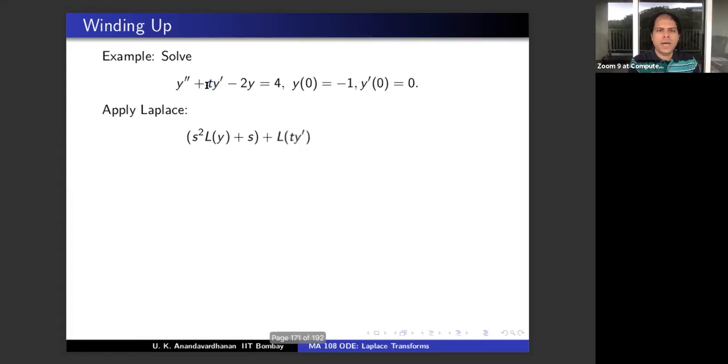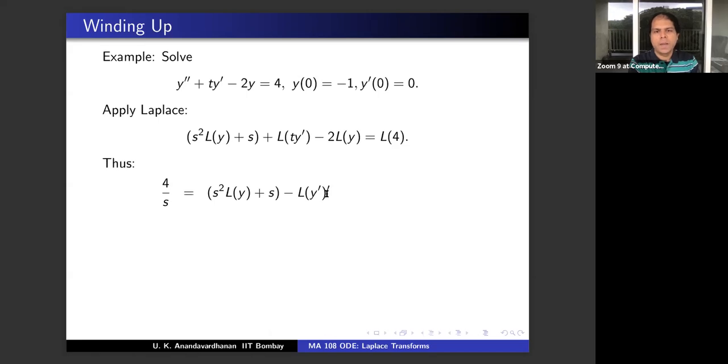Okay, so when you do that, I have written it as L of t y prime itself, minus 2 L of y equal to L of 4. In the next step, you get 4 by s, which is L of 4, equal to s square Ly plus s. I have left it like that. And the next step will be what? It will be L of y prime and you have to do minus derivative. Minus 2Ly. All of you agree? This thing is completely understood.